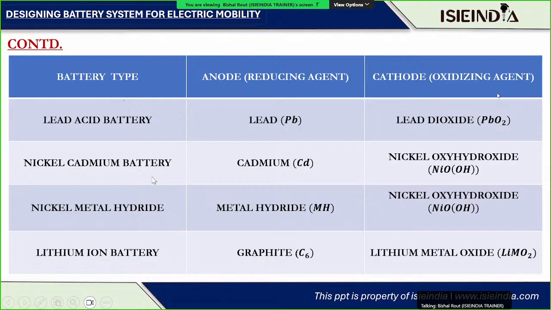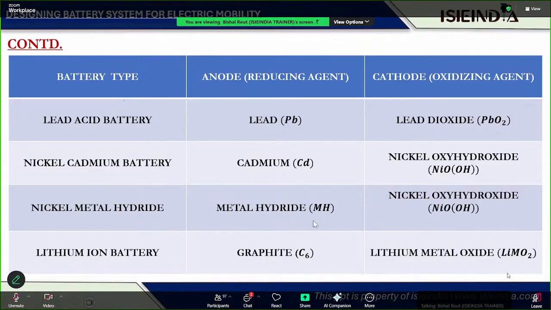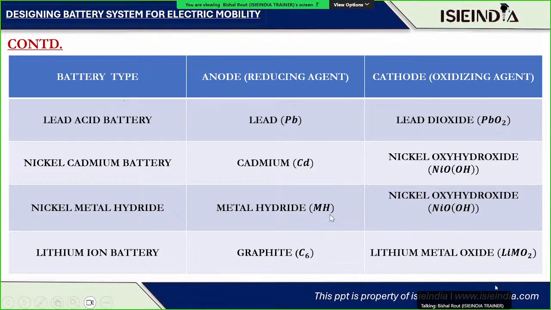And nickel cadmium negative is made up of cadmium, positive is made up of nickel oxyhydroxide. Metal hydride is MH, and nickel oxyhydroxide is the positive electrode. Metal hydride cells are actually made up of AB5 or AB2 classifications. In AB5, A stands for a rare earth element which will work to store the hydrogen, and B will stabilize that, which we had already covered, right?